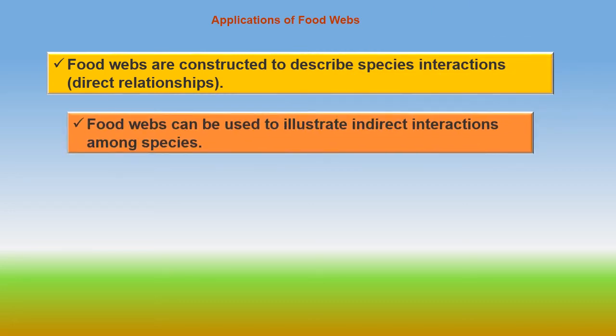The second major application of the food web is that food webs can be used to illustrate indirect relationships among species. Indirect interactions occur when two species do not interact with each other directly, but are influenced by a third species. Species can influence one another in many different ways.